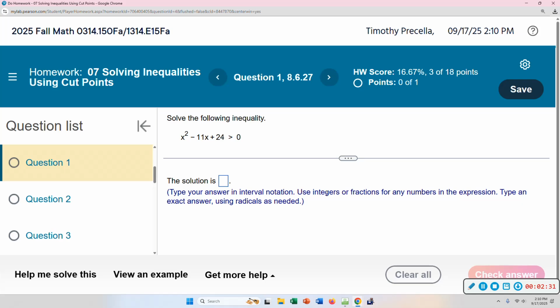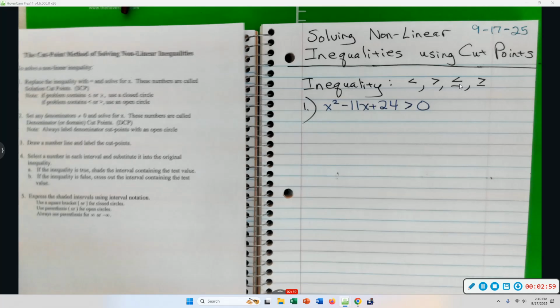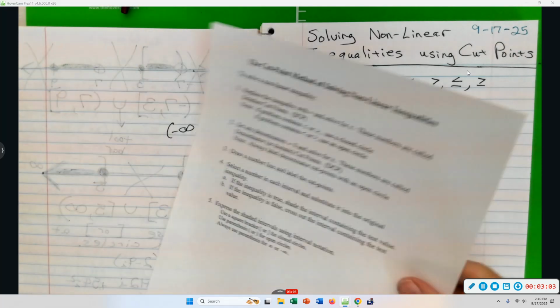Notice the instructions just say solve the inequality. They're not going to say solve using the cut point method. It'll be up to you. When you run into an inequality in this class, you're going to have to know that you're going to use the cut point method to solve it. We'll use cut points to solve all of our inequalities. So anytime you see one of these symbols, we're going to follow this sequence of steps.